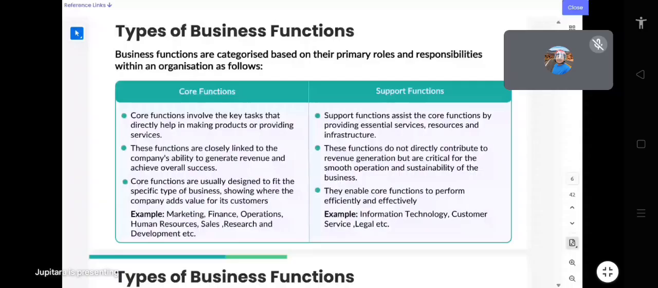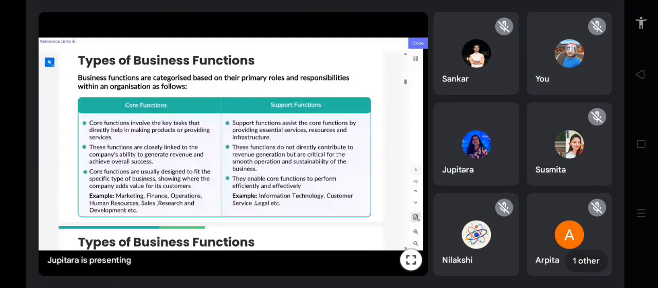Okay. Now what will be in support function? Support function assists the core function by providing essential service, resources and infrastructure. Departments like admission department, career consulting department, medical department, all those are support functions they are providing to the core functions. Okay. Core functions are usually designed to fit a specific type of business, showing where the company adds value for its customers. Those profiles generally include marketing, finance, operation, human resource, sales, research and development in a company. And support functions include information technology, customer service, then legal, etc. So these are functions which help in implementing the core functions efficiently.